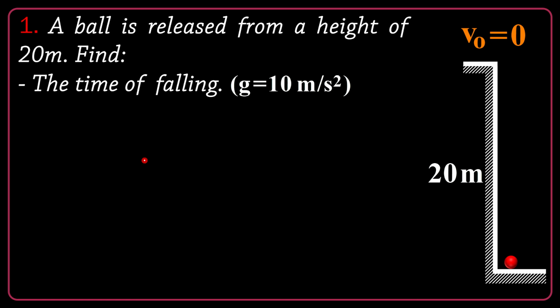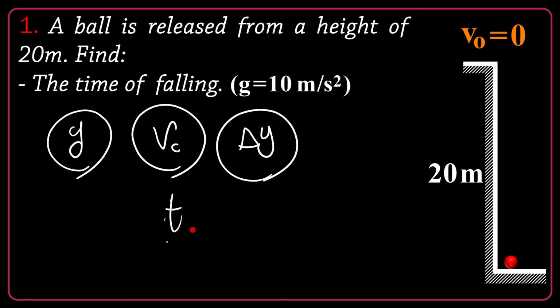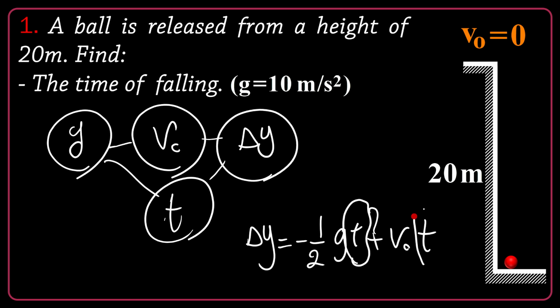Here we should know which formula matches the best. So let's see what are the quantities given and what's the goal. The given quantities are G, we know that. V naught is given, 0. Delta y is something we know, negative 20. And we are looking for T. Okay, the best formula connecting these quantities is delta y equals negative a half of g t squared plus v naught t. It's the best because this is the goal, T. And we are looking for T.